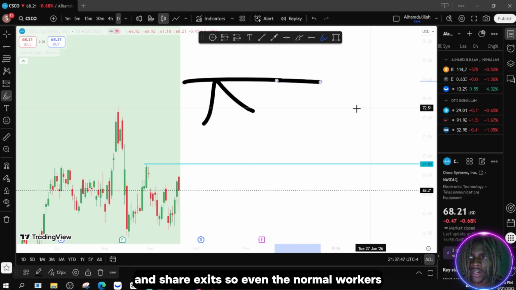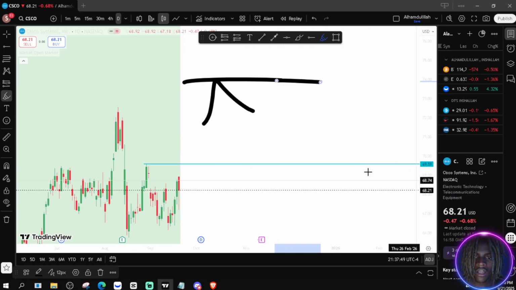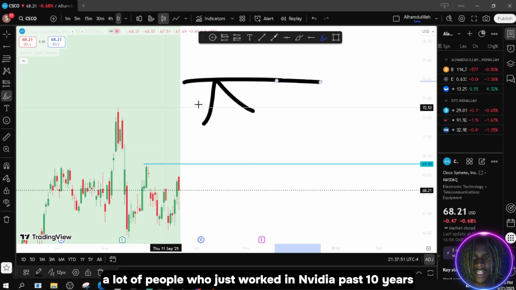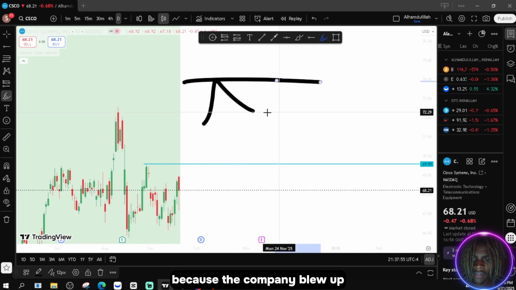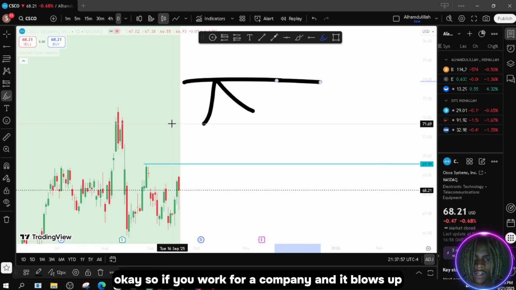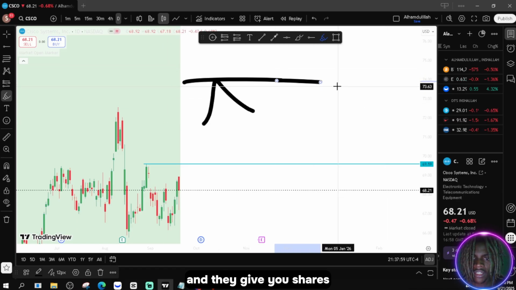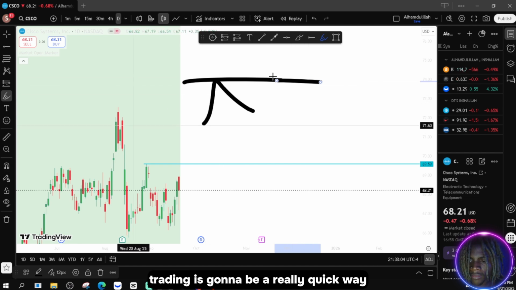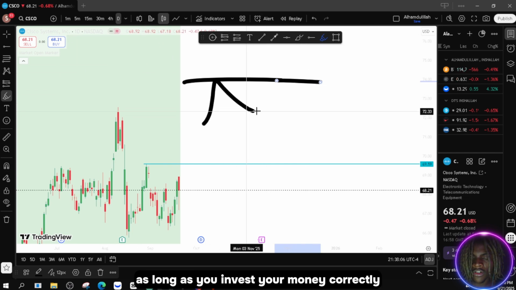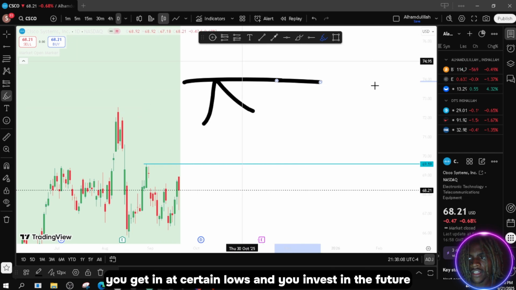Even the normal workers, like for Nvidia, for example, a lot of people who just worked at Nvidia the past 10 years became millionaires because they were able to retire early because the company blew up. So if you work for a company and it blows up and they give you shares, it's going to be a really good way to retire early. So it's showing you that trading is going to be a really quick way if you want to retire early, as long as you invest your money correctly, you get in at certain lows and you invest into the future.